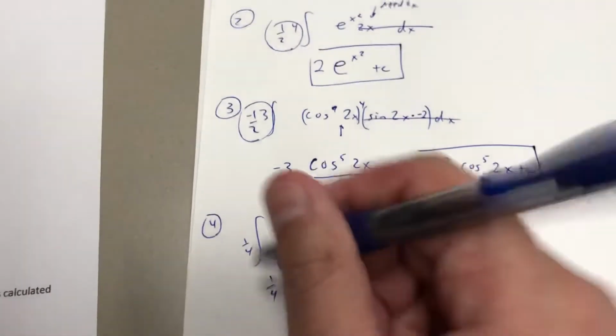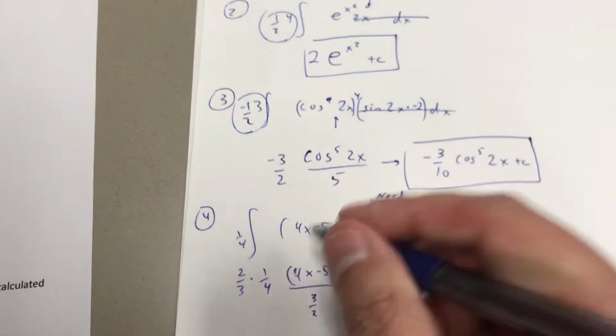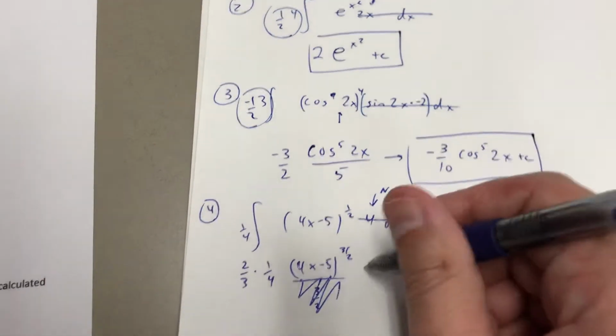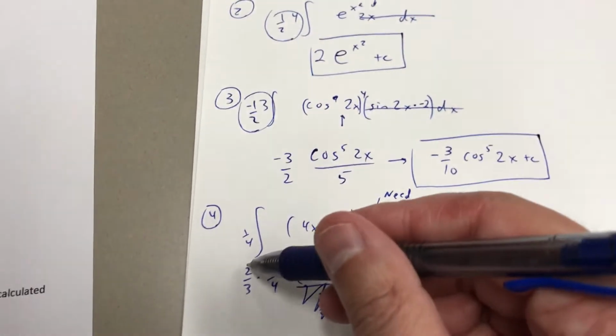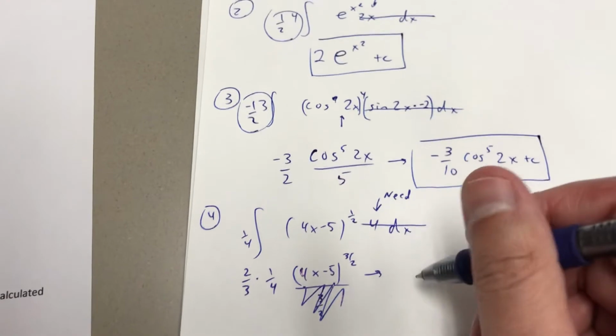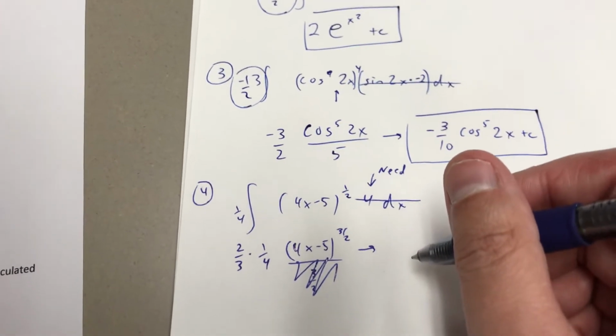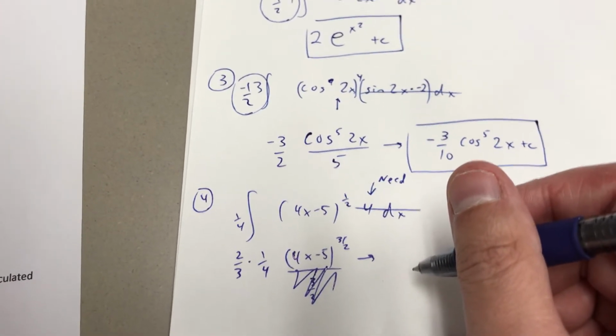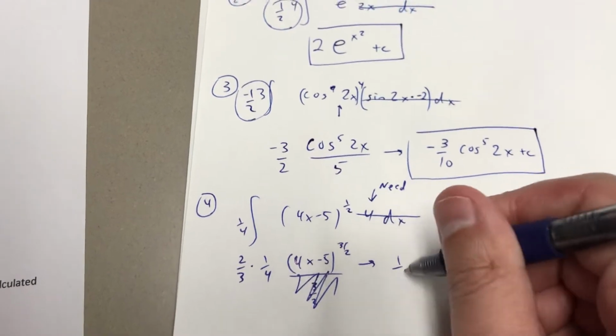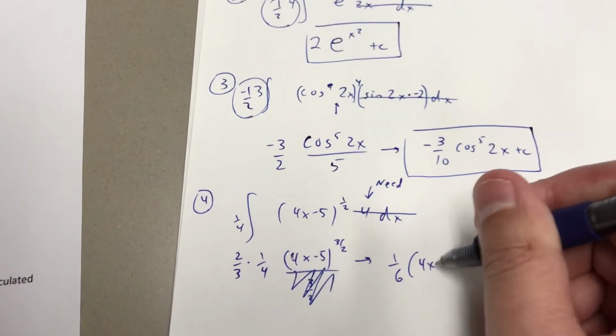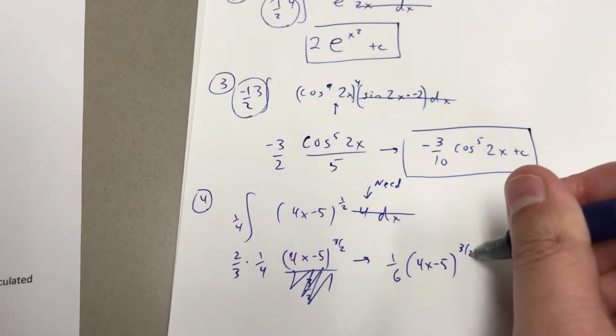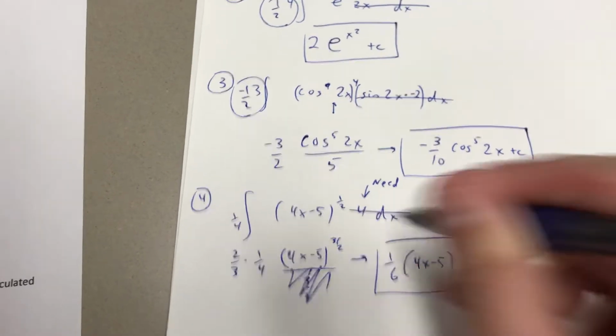Remember, dividing by 3/2 is the same thing as multiplying by 2/3, which is probably how I would do that. And if you simplify that, I believe you're going to end up with 1/6, right? Because we can cancel a 2 out of both parts there. So it looks like it's going to be 1/6 times the quantity 4x minus 5 to the 3/2 plus c.